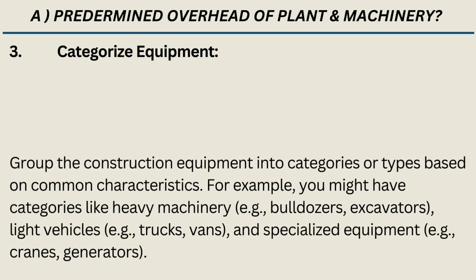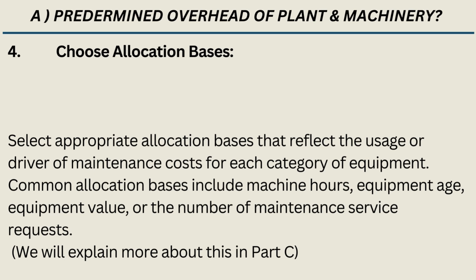3. Categorize equipment. Group the construction equipment into categories or types based on common characteristics. For example, you might have categories like heavy machinery, e.g., bulldozers, excavators, light vehicles, e.g., trucks, vans, and specialized equipment, e.g., cranes, generators.